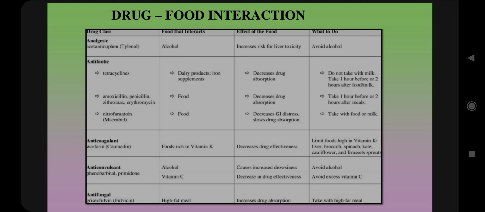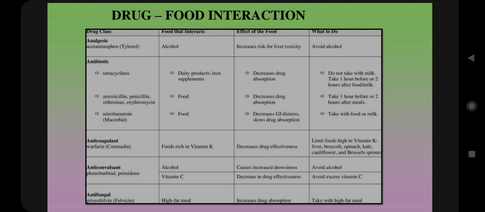If we have taken the medicine, then after 2 hours we can take the milk, because it is going to decrease the drug absorption. Then amoxicillin, penicillin, azithromycin, erythromycin: food will also decrease the drug absorption. Take 1 hour before or 2 hours after a meal. Nitrofurantoin also decreases the GI distress and slows the drug absorption, and here they have written that we should take it with food or milk.